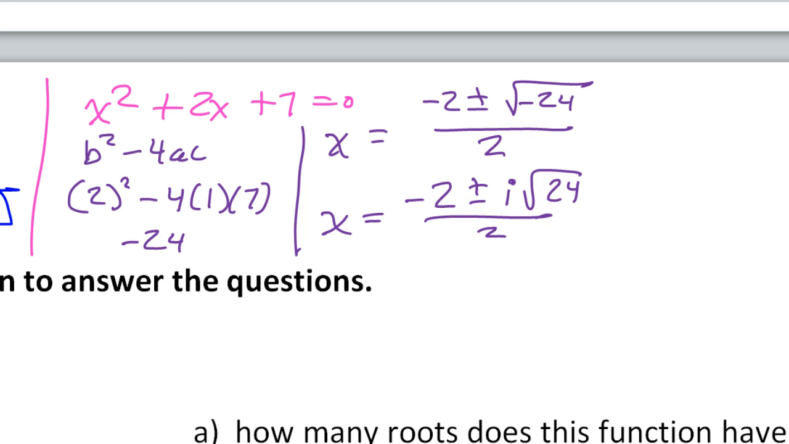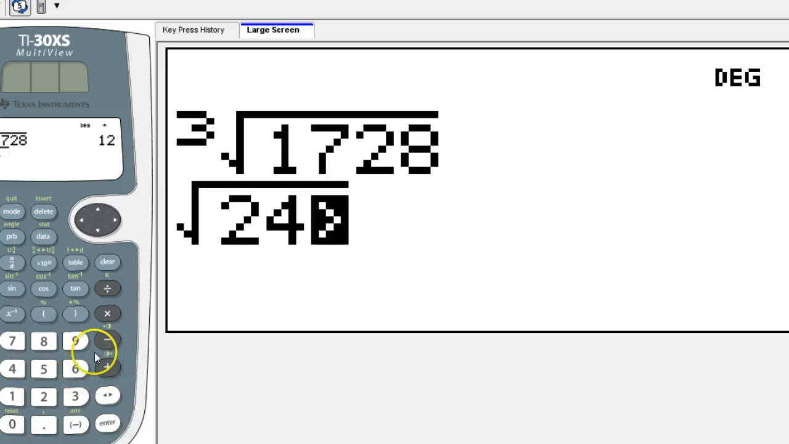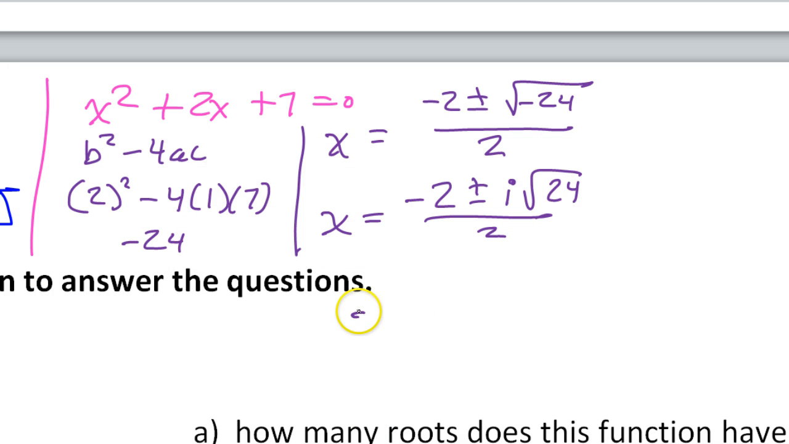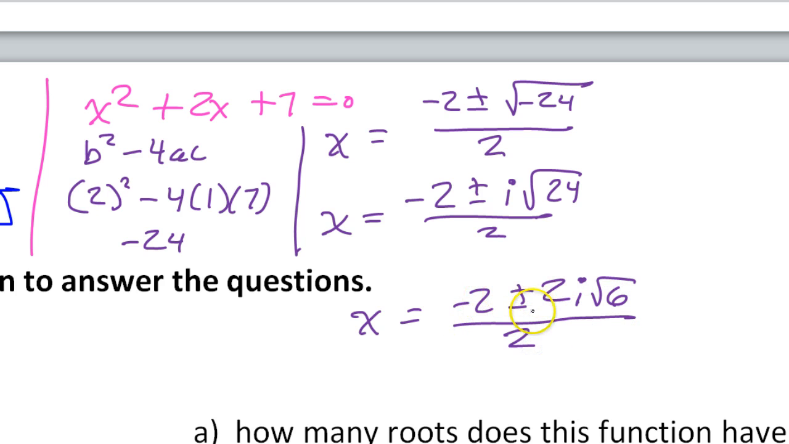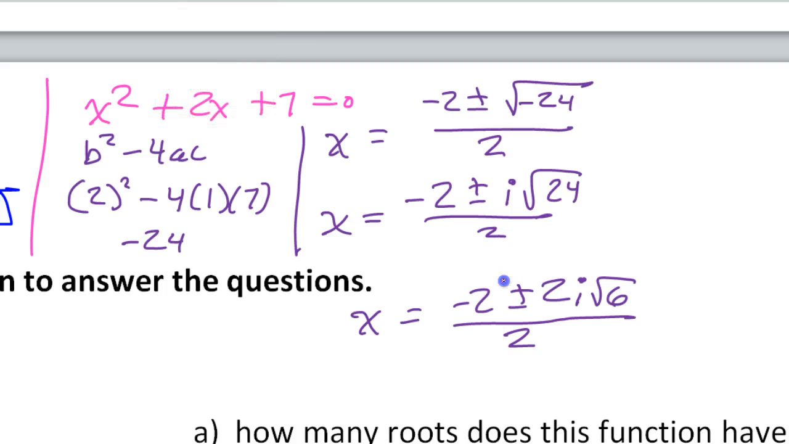So the square root of 24, all right, I'm going to cheat and use my calculator right now. It's 2 root 6. Okay, so we get x equals negative 2 plus or minus 2i root 6, divided by 2. Now, is that my final answer? No. What can I do now? Plug it in as a plus and as a minus.